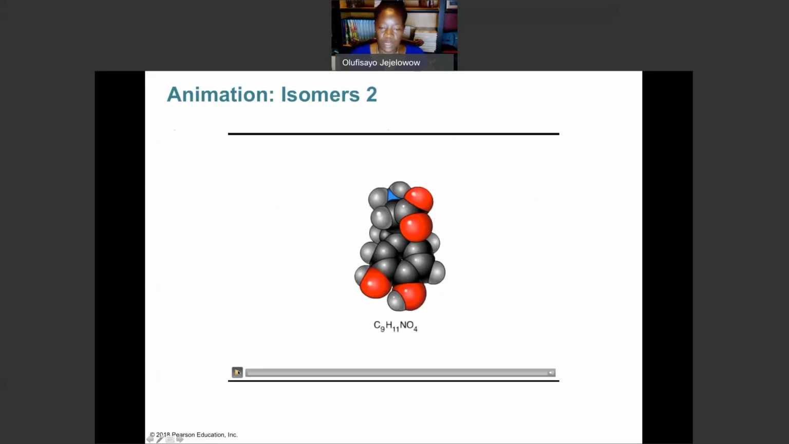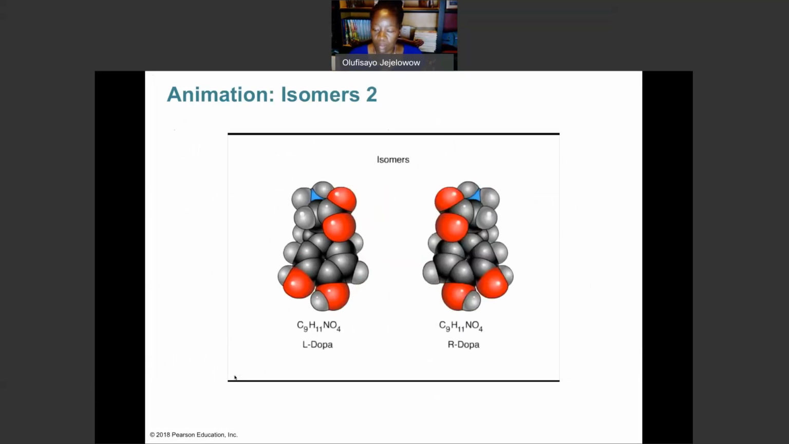So isomers are molecules that have the same molecular formula, but different 3-dimensional structures. The difference between isomers can literally mean the difference between life and death. L-DOPA, shown on the left, reduces the symptoms of Parkinson's disease. Its isomer R-DOPA on the right has no effect on the disease.